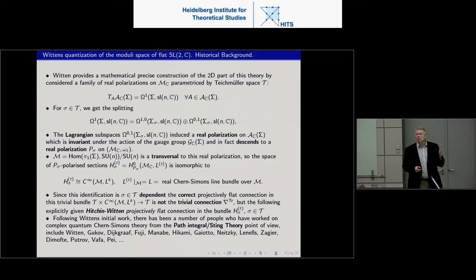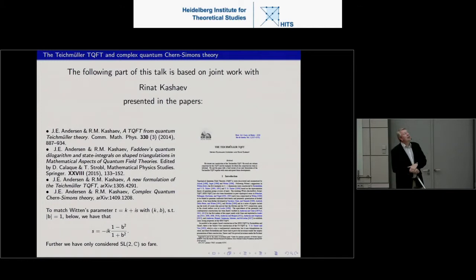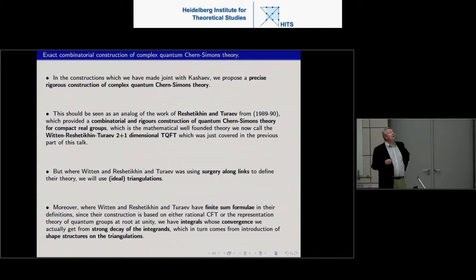And so that's what Renat Kashaev and I have done. We have done, if you like, the analog of Reshetikhin-Turaev's work, but for the SL(2,C) gauge group. We presented that in a series of papers, so I've given you the references here. I had a paper in the proceedings of ICM that just came out about this. Just to highlight, it is a rigorous, mathematically precise construction of complex Chern-Simons theory.